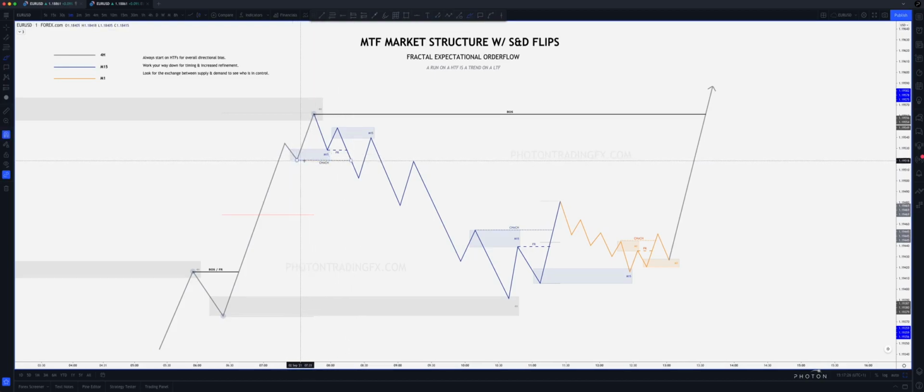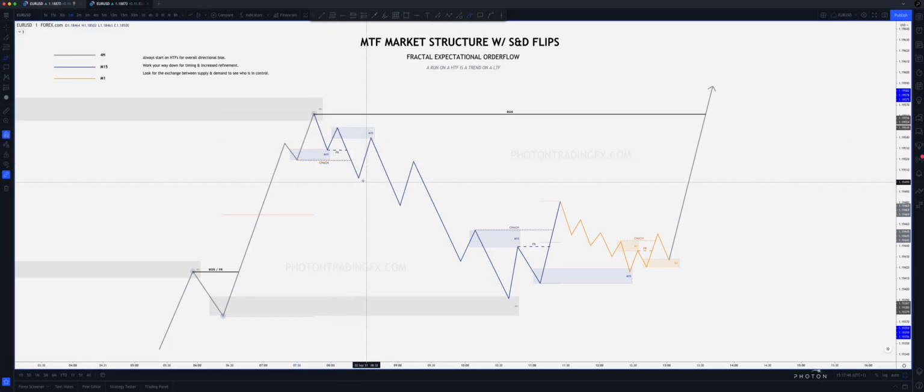What is that 4-hour change of character? Most likely, it's not guaranteed, but most likely it's going to be on a lower time frame. Say the M15, that 4-hour minor low is most likely going to be an M15 swing low. So when price then gives us that 4-hour change of character, that is most likely going to be an M15 break of swing structure to the downside.